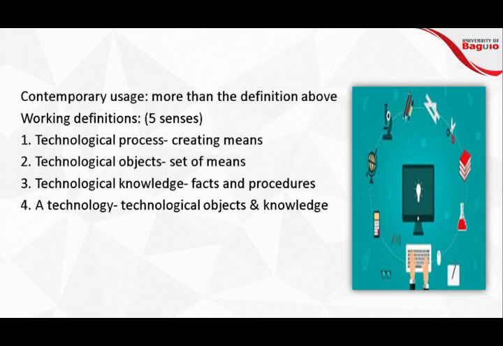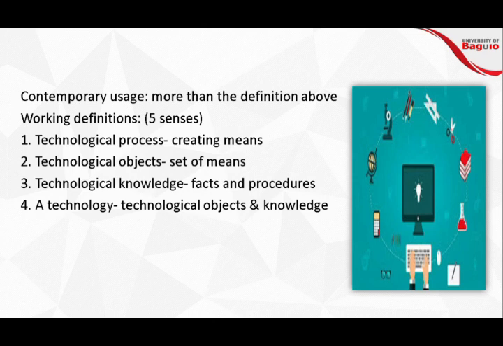But if you try to look at it deeper, since we have said that technological objects were created by the technological process, it is safe to say that a technology is composed of the three: from process going to object, and even the use of the knowledge, yung facts and then procedures. So it's not only limited to technological objects and technological knowledge, but as well as yung ating technological process.